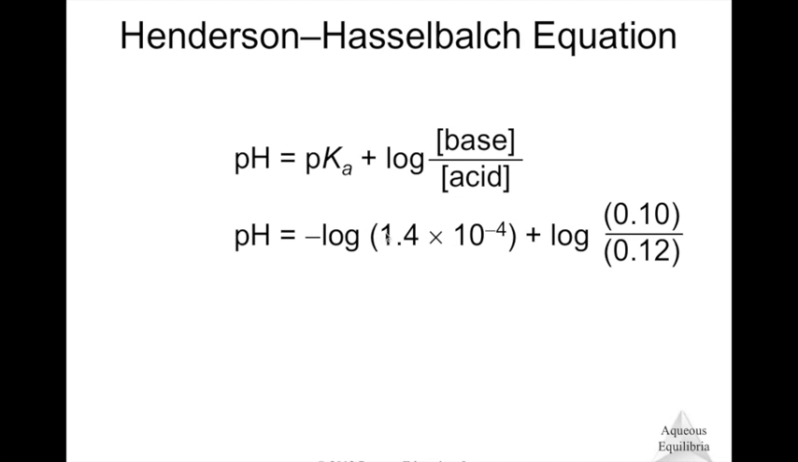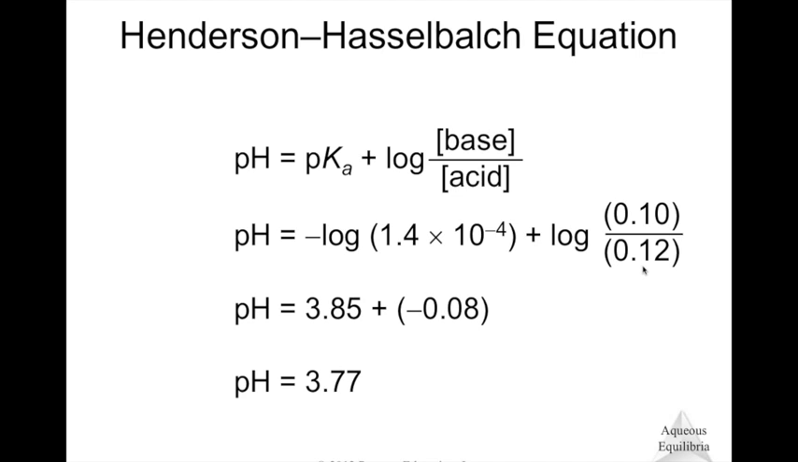pH is the negative log of your Ka, plus the log of the concentrations of the base and the acid, and so we can calculate the pH: 3.77. So if you needed to make a buffer, you could use this to help you figure out what concentrations you might want.